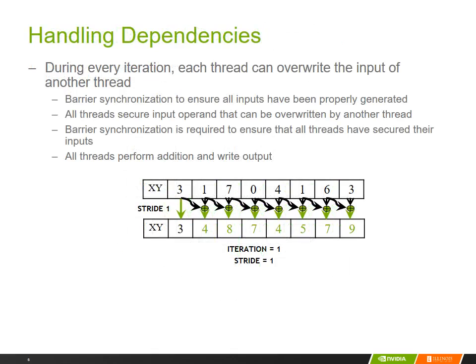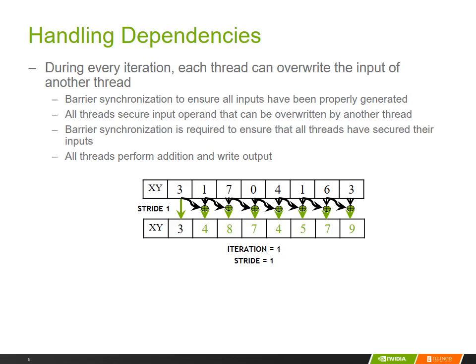This brings us to the topic of handling dependencies during these iterations. During each iteration, each thread is adding its temporary sum with the temporary sum that is a certain number of positions to the left, and it's going to override the value in its own position. This means that each thread can override the input of another thread.